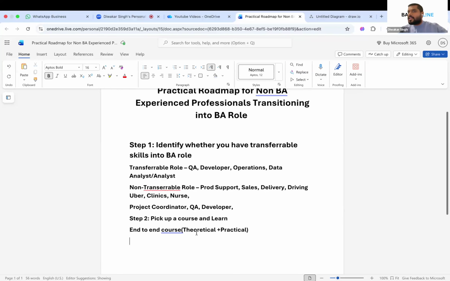So theoretical learning is not going to help. Theoretical plus practical, and its application in your existing project, that is the way you should learn, according to me. Next, once you have learned, and from where you want to learn, which course, which training, I will leave up to you. But whichever training or course you join, just ensure that they are giving you a project, and they are taking that project and teaching you based on it.